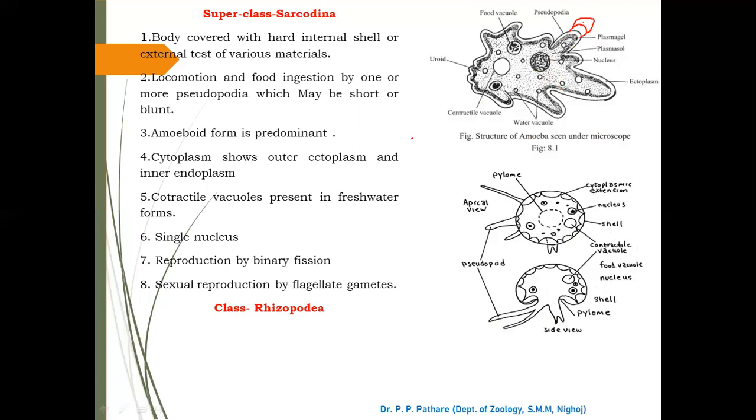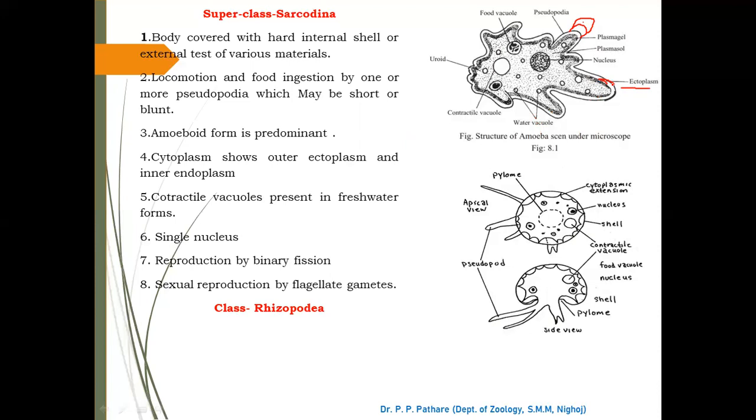Cytoplasm shows outer ectoplasm and inner endoplasm. This is a very important thing. If you want to study the amoeba, at that time you can easily observe the endoplasm, that is the internal part of the amoeba. This is the ectoplasm. Ectoplasm is also present in your Sarcodian animal.